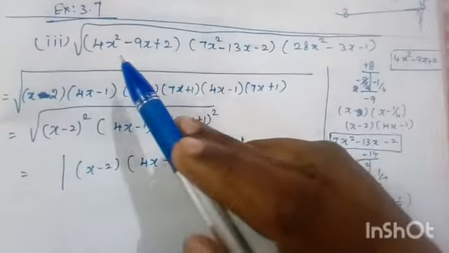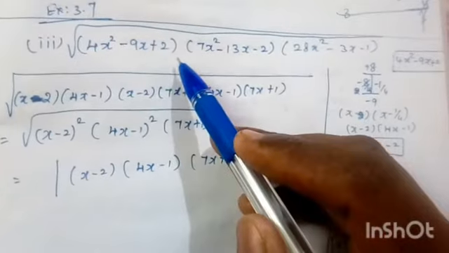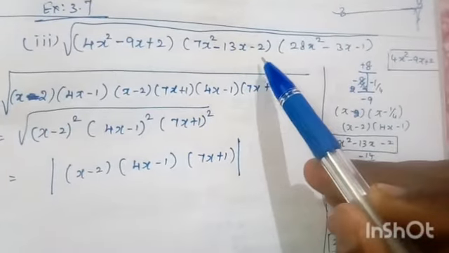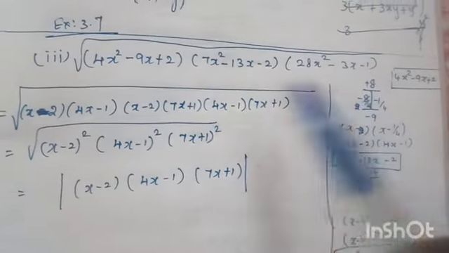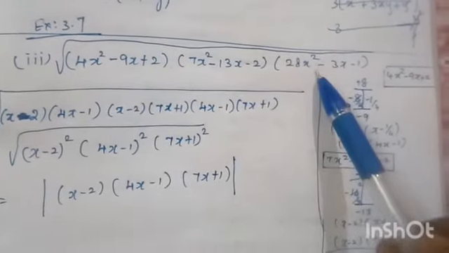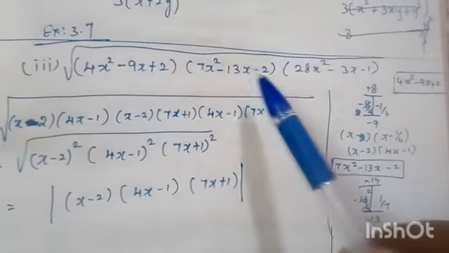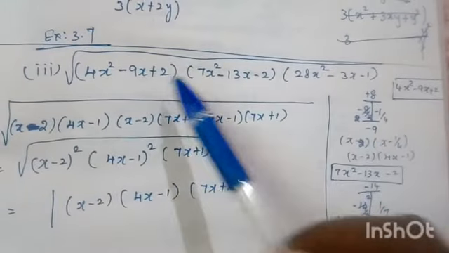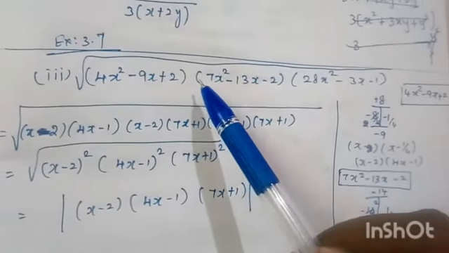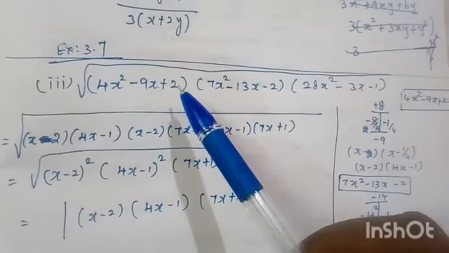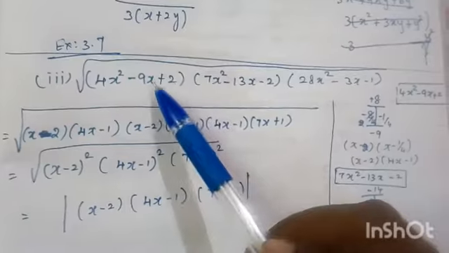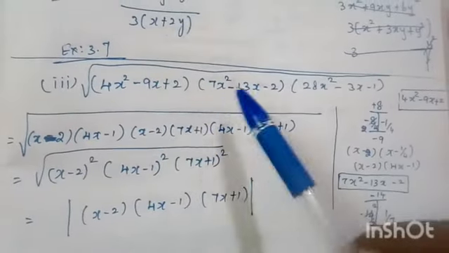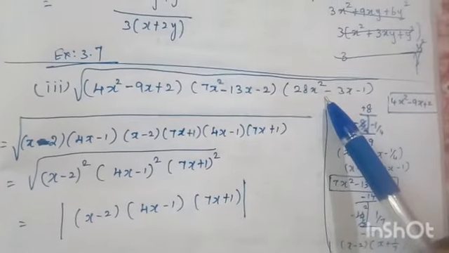Third question: square root of 4x squared minus 9x plus 2, 7x squared minus 13x minus 2, and 28x squared minus 3x minus 1. Each one is in quadratic form. When we find a quadratic form, you have to factorize it using the I factor method, which you learned from 8th standard. You thoroughly know it. On the side you have to find the factors for these three quadratic expressions.